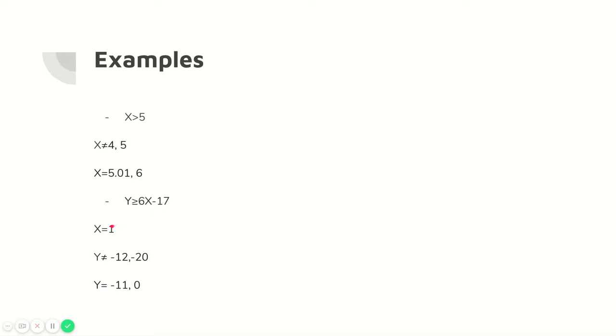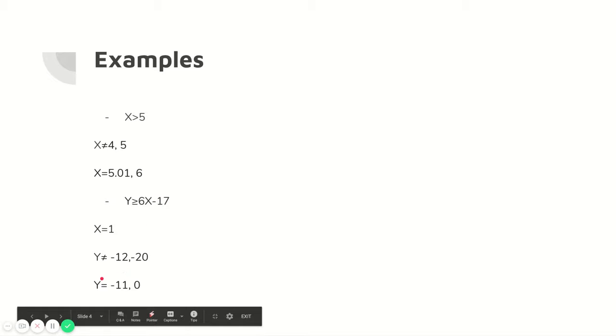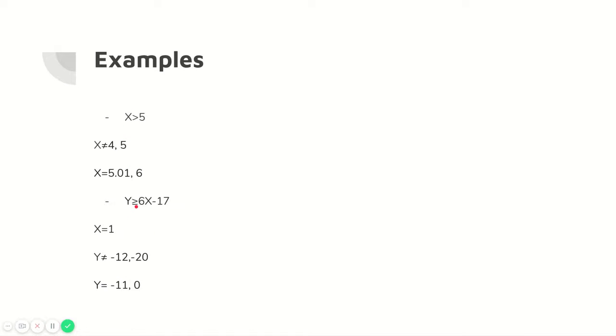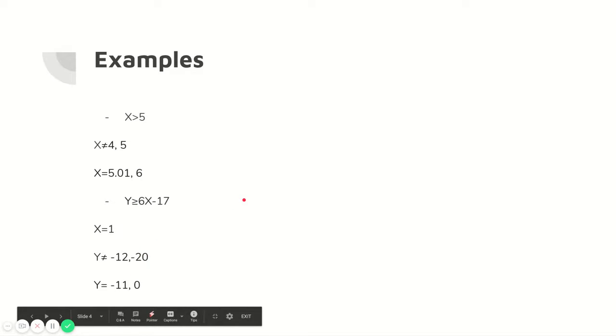So for this one, if we set x equal to 1, we can find that y cannot equal negative 12 or negative 20. This is because if x is 1, then y has to be bigger than or equal to negative 11. However, you can see that y can equal negative 11 in this case because, unlike here, this one has this little bar which means or equal to, or 0 which is bigger than negative 11.